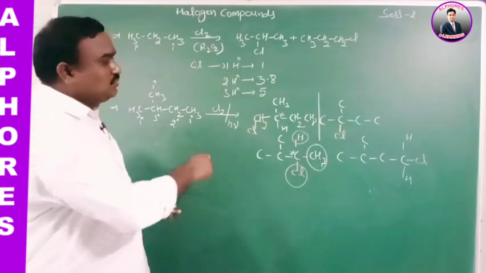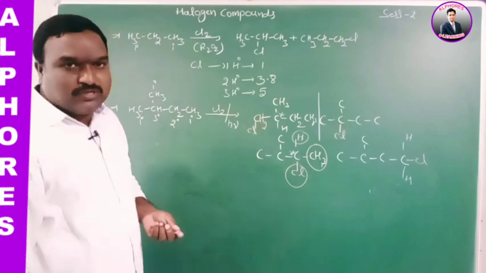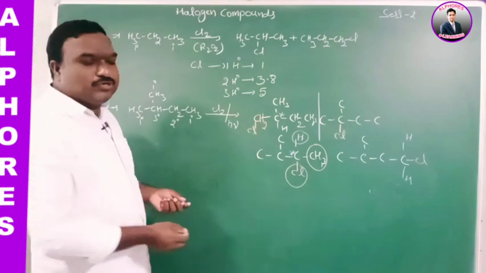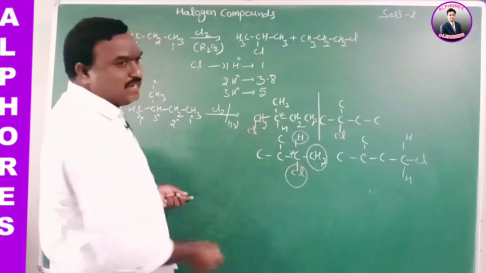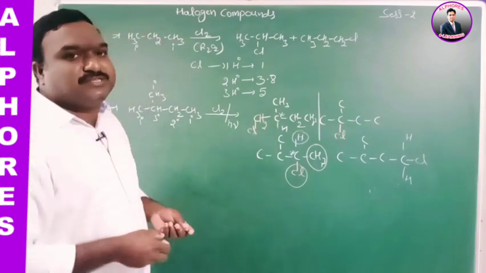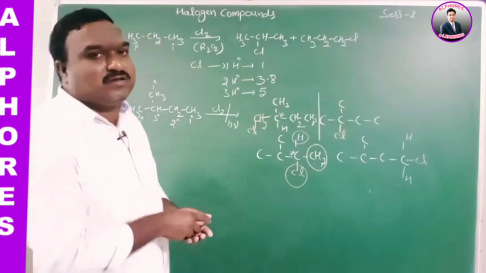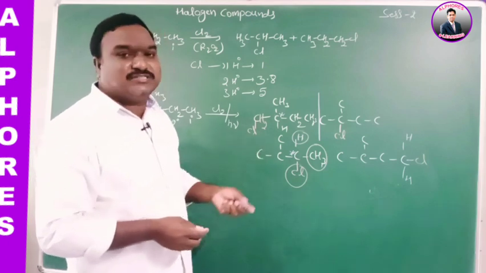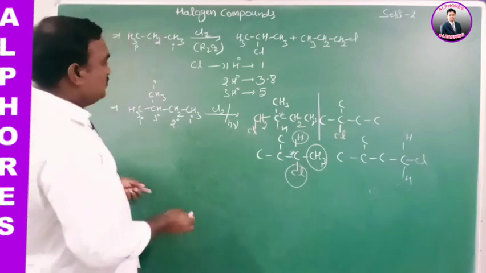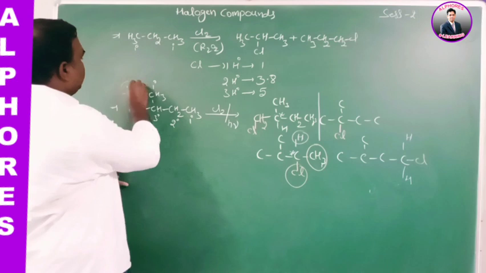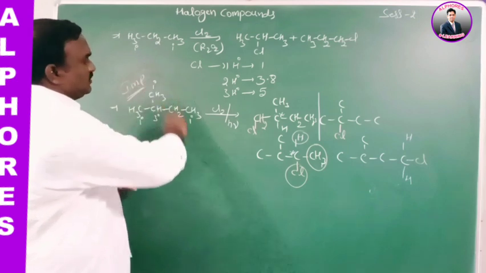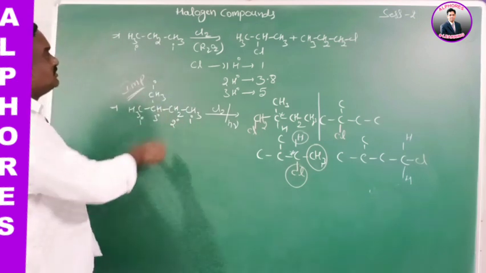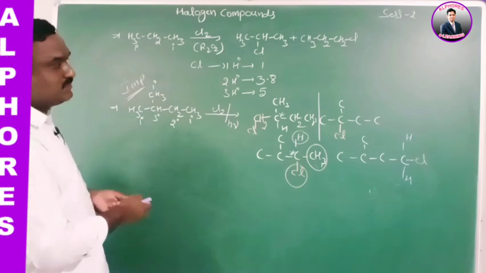That means a total of four compounds are possible. In those four compounds, two compounds exhibit optical activity due to the presence of a chiral center, or stereogenic center, or asymmetric center. This is one of the important questions for entrances. This is the way to write the products.